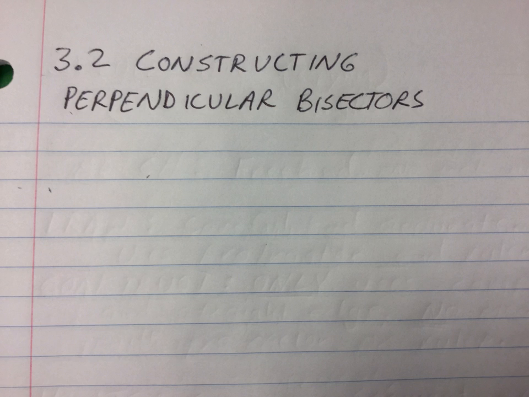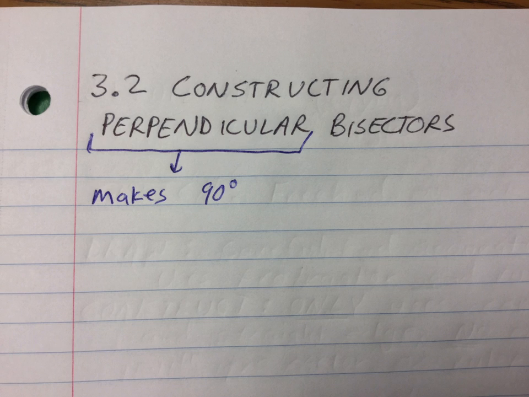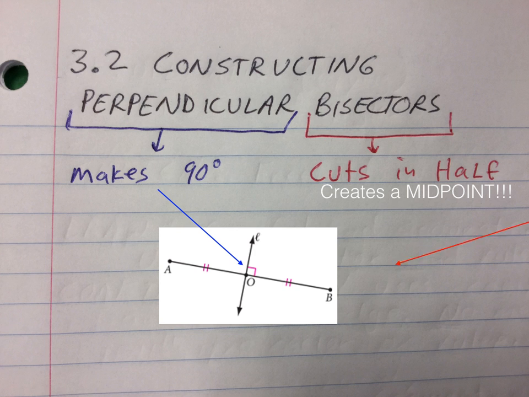Our next construction, section 3.2, constructing perpendicular bisectors. So perpendicular bisectors, kind of a 2-for-1 deal. First, we make 90 degrees. And we create a midpoint. So we cut it in half, and we make 90-degree angles. So it's a 2-for-1 deal. So let me show you how to construct a perpendicular bisector.